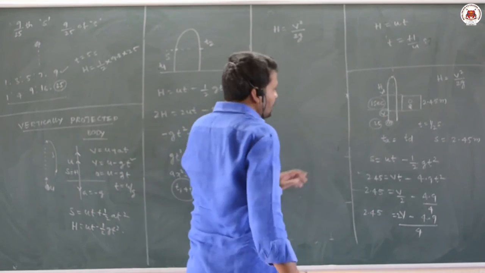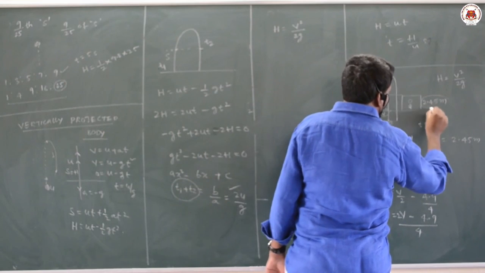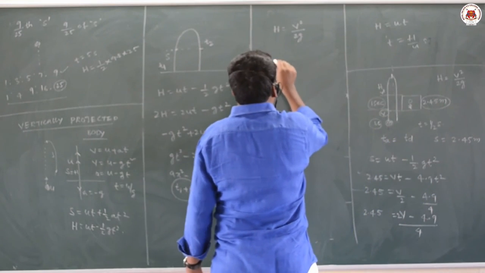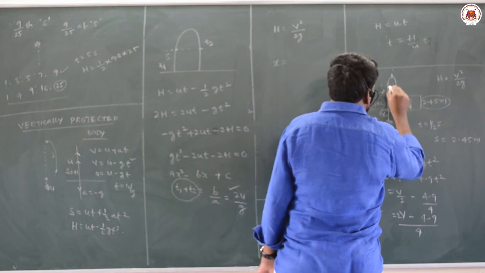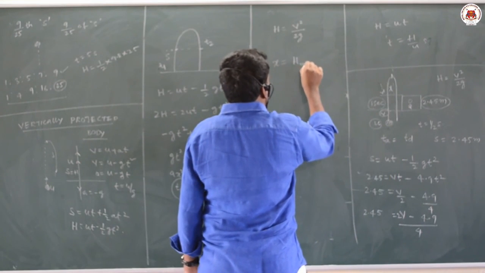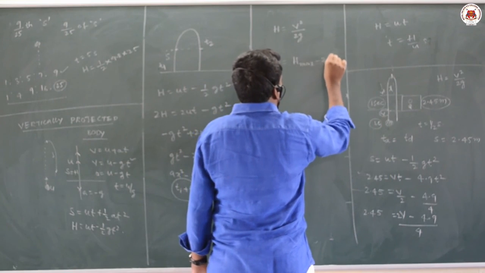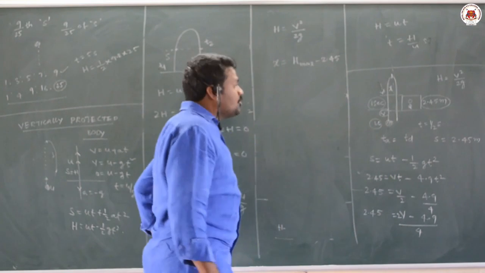That height is from here to here. Then in that, the 2.45 is also included. So let us take the height above the window as x. The height above the window x is equal to the maximum height minus 2.45. If you solve it, the answer you will get is nearly equal to 0.3.